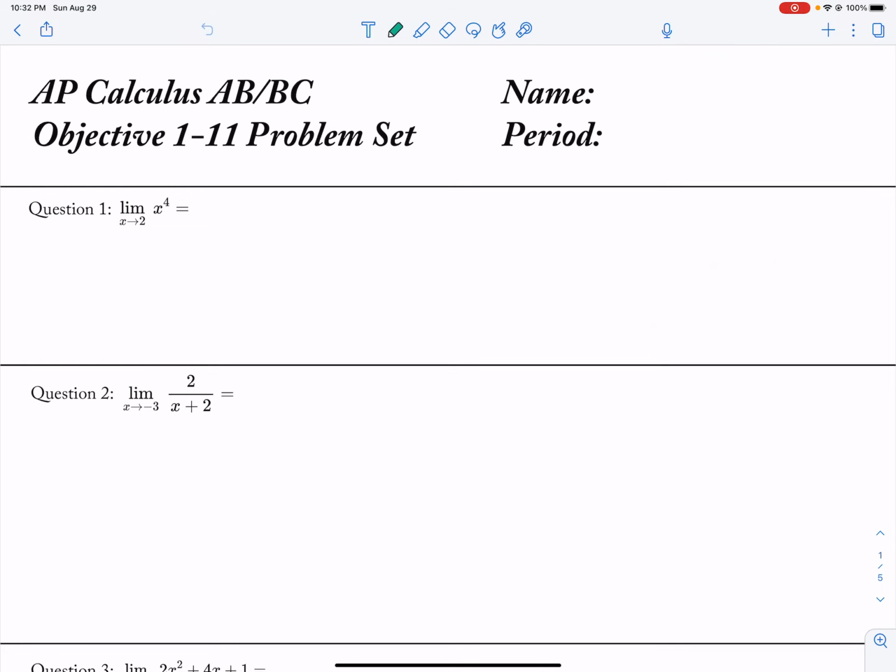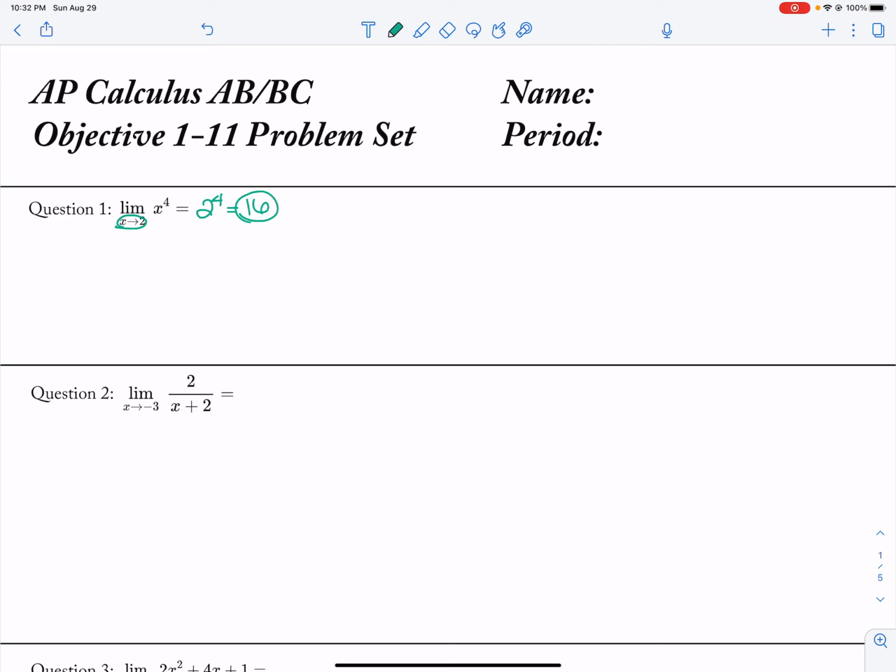Okay, so let's go ahead and take a look at the odd number problems from this problem set. What we're going to do is find the limit at a point. If I can plug in 2 for my x, because I'm looking at x as x approaches 2, and not get 0 in the denominator, then I'm going to go ahead and do it. So this is just 2 to the 4th, which is equal to 16.